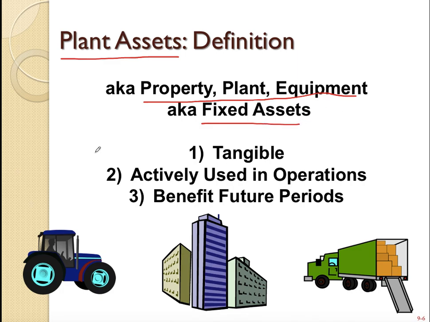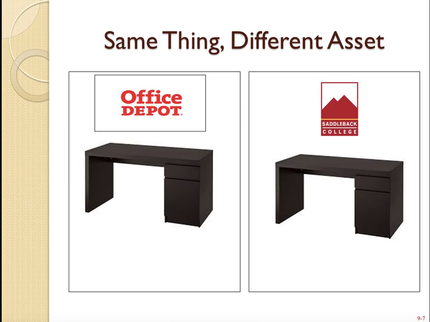Okay. And the three qualities of plant assets are: number 1, they are tangible, meaning you can touch them. 2, they are actively used in operations, meaning the company uses them themselves, and 3, they're going to benefit future periods, so meaning more than 1 year. And again, a lot of this comes from the way that the asset is going to be used. Okay, so the same asset can be called something different depending on each company's purpose.